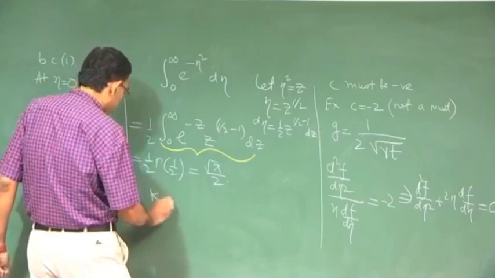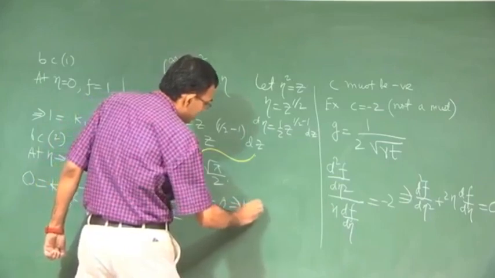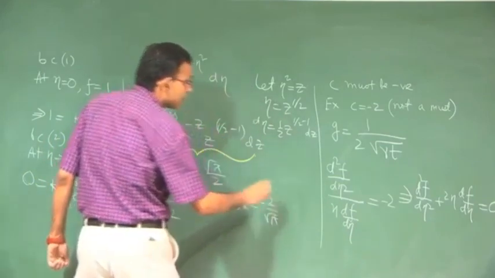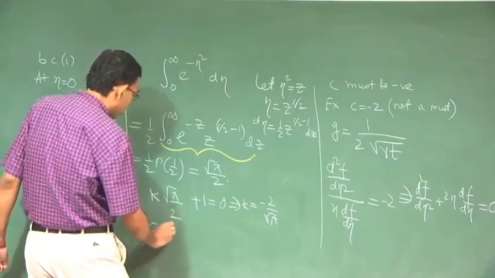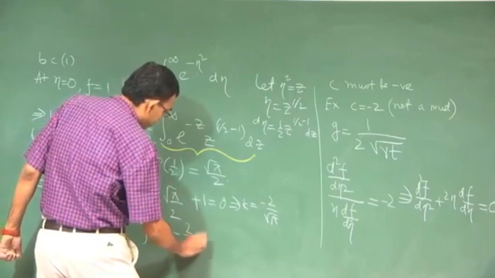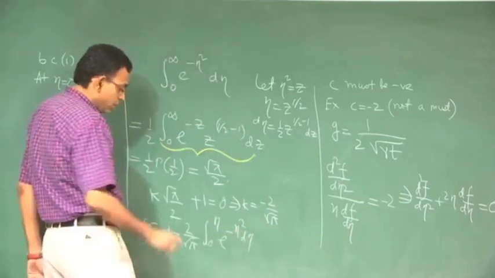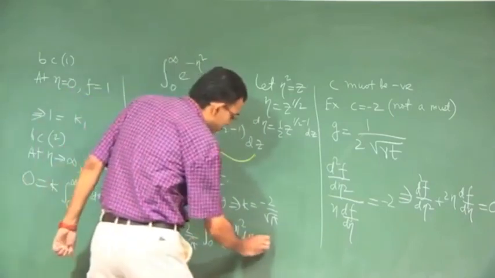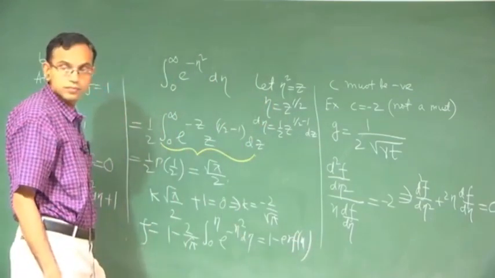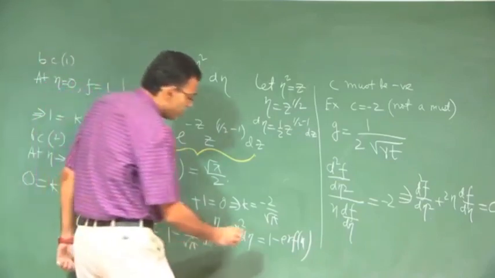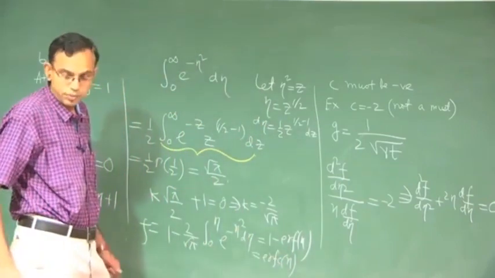So, this is root pi by 2. So, k into root pi by 2 plus 1 is equal to 0, that means k is equal to minus 2 by root pi. So, f will be equal to 1 minus 2 by root pi integral 0 to eta e to the power minus eta square d eta, right. This by definition is error function. So, 1 minus error function of eta, right. This is also known as complementary error function. So, this is the solution to the problem.